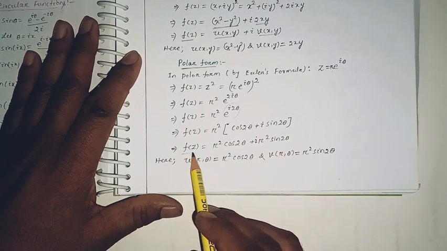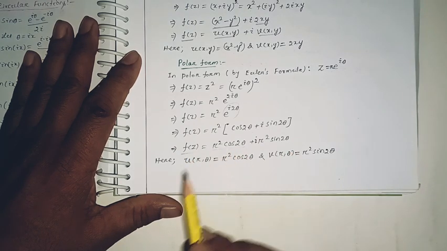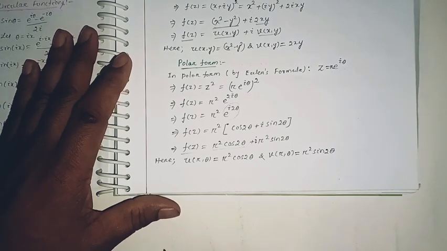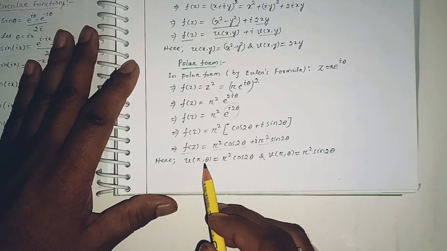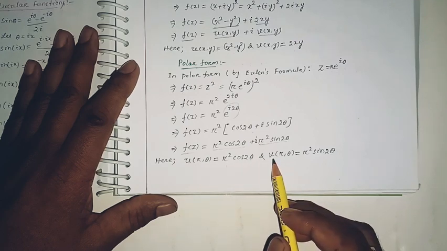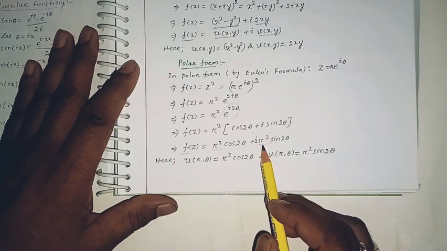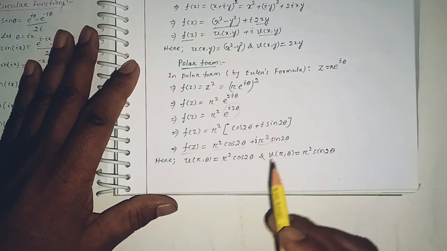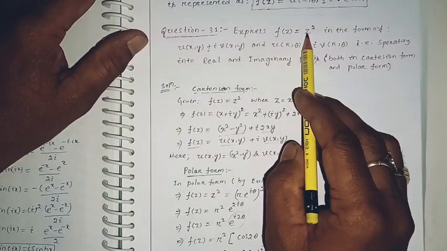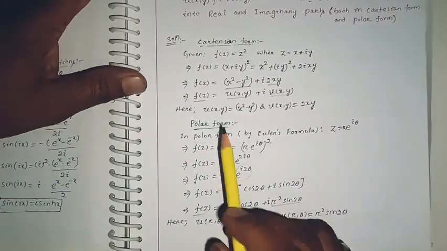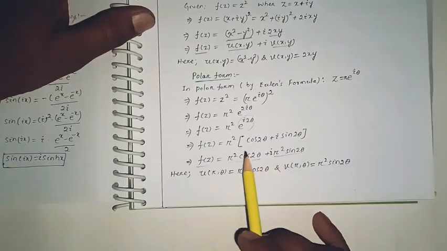Hence for this function, this is called the real part and this is called the imaginary part. That means u(r,θ) will be r² cos 2θ and v(r,θ) is r² sin 2θ. Okay. So here the given function f(z) = z² is represented in the form of Cartesian format and polar format.